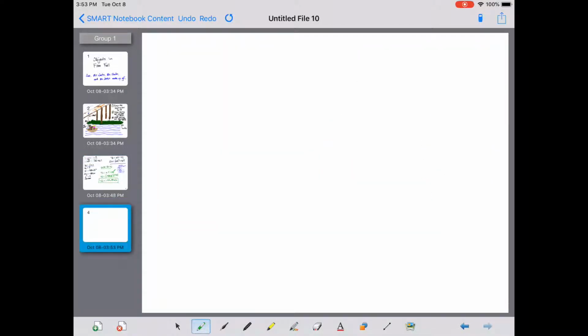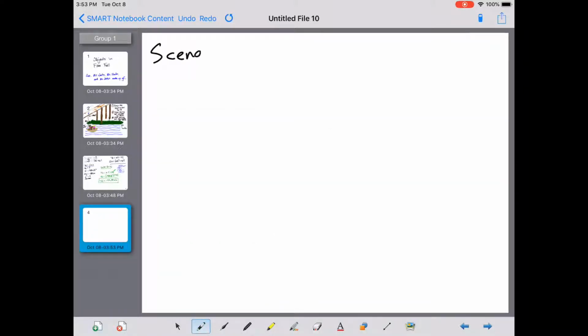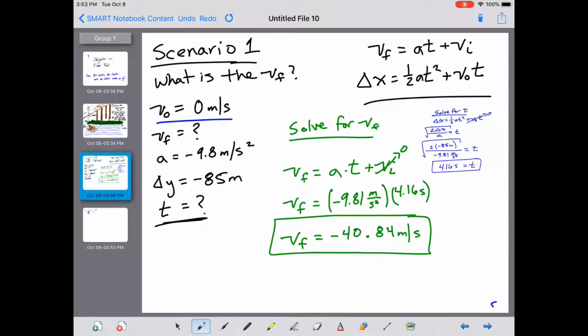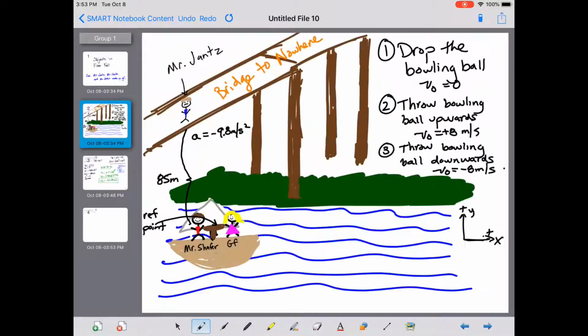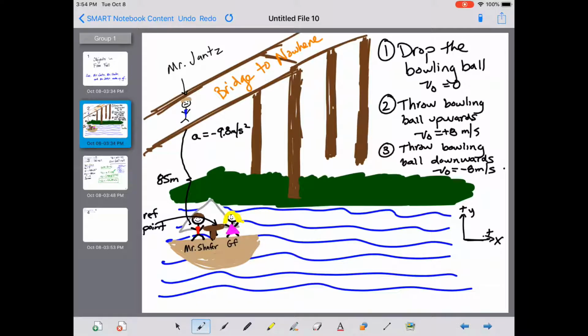Let's check out scenario 2, though. All right, scenario 2, the only thing that's changing here is that instead of having an initial velocity of 0, we have an initial velocity upwards of positive 8 meters per second. So if you can imagine what's happening here, I'm going to be taking the bowling ball right here. I'm going to be throwing it up into the air. Then it's going to come back down all the way to the table.